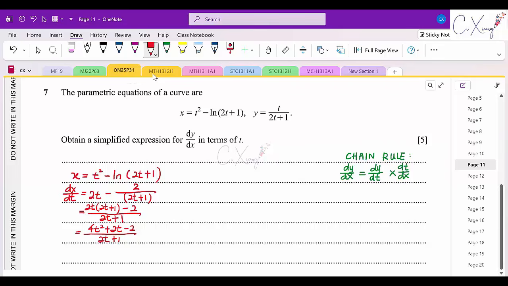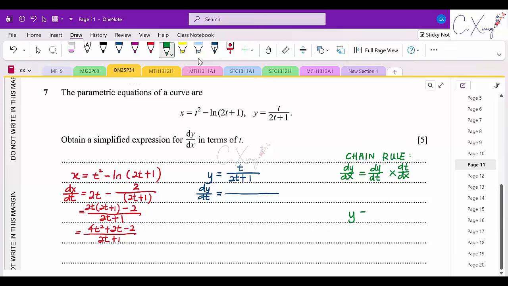Then after that, what do I have for the equation of y? Let's have a look. y equals t over 2t plus 1. Again, to apply differentiation, I will have dy over dt. I will treat this as a quotient. You have a fraction, so top and bottom both have the variable t. I'm going to apply the quotient rule. Do you still remember the quotient rule?